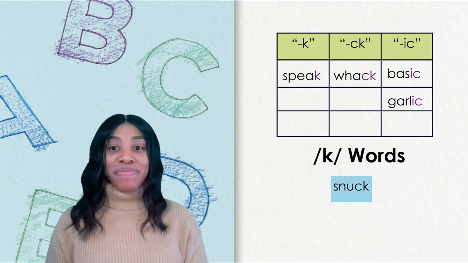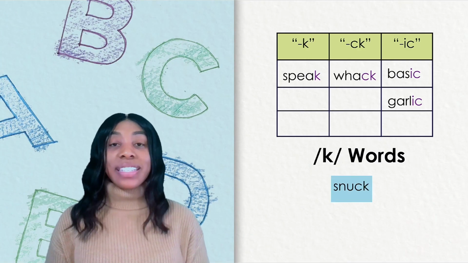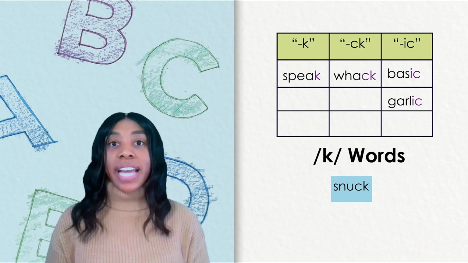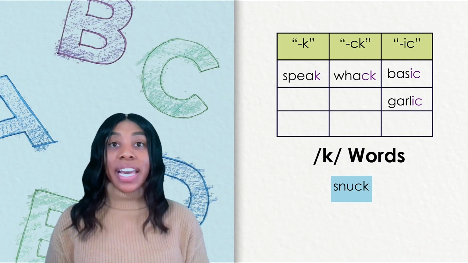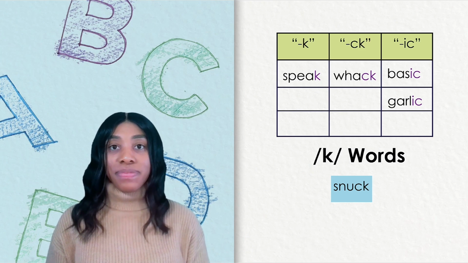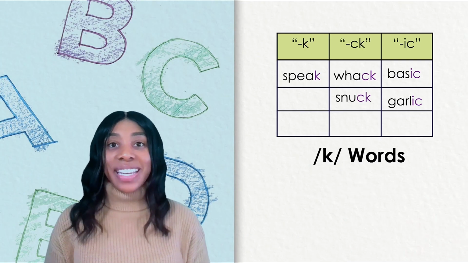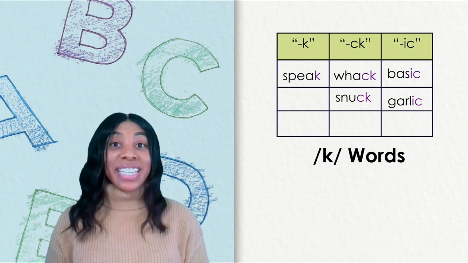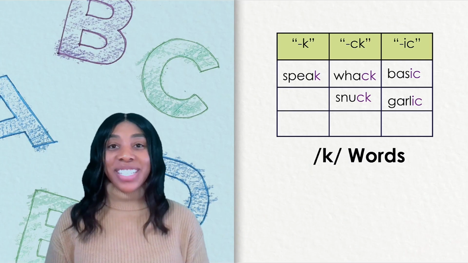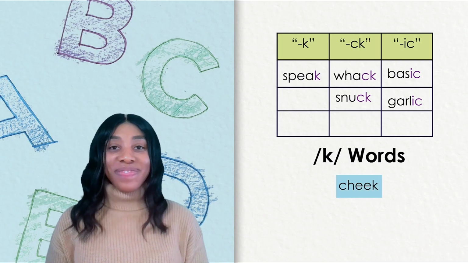Here's another word. Our next word is snuck. Look closely at the spelling pattern. Does it end with a K, CK, or IC? Snuck also ends with a CK. Make sure you're writing each word down and trying to read the word before I do. Let's try another. What is this next word?